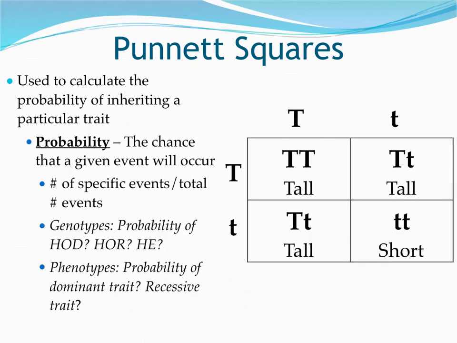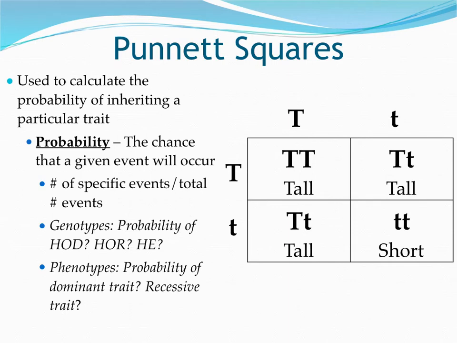You can also use Punnett squares to calculate the probability of inheriting a particular trait. Probability deals with the chance that a given event will occur. Okay, so for example, if you're flipping a coin, the probability of you getting heads when you flip the coin would be 1 out of 2, because you'd either get a heads or a tail. So there are 2 possible outcomes, heads and tails, but you're only going to get one of those when you flip it. So the probability of getting heads if you flip a coin would be 1 out of 2, or 50%, or 0.5. That's how you could represent it, right?